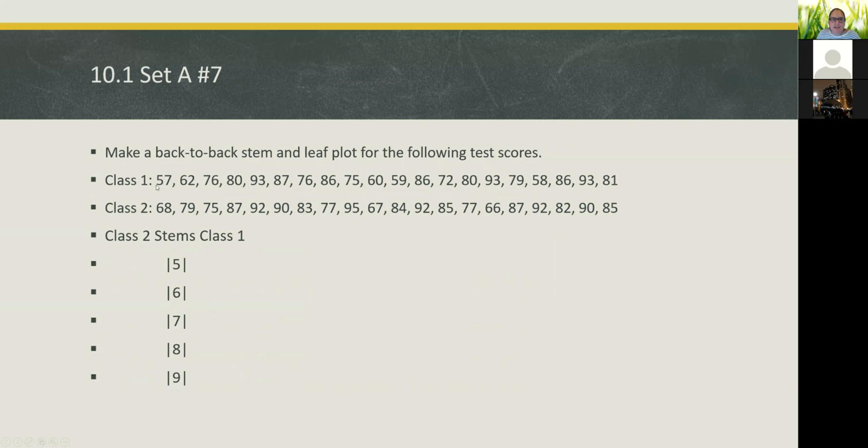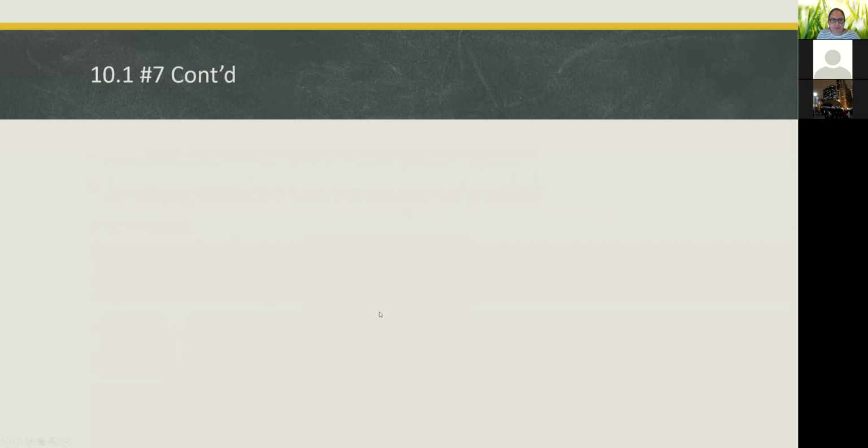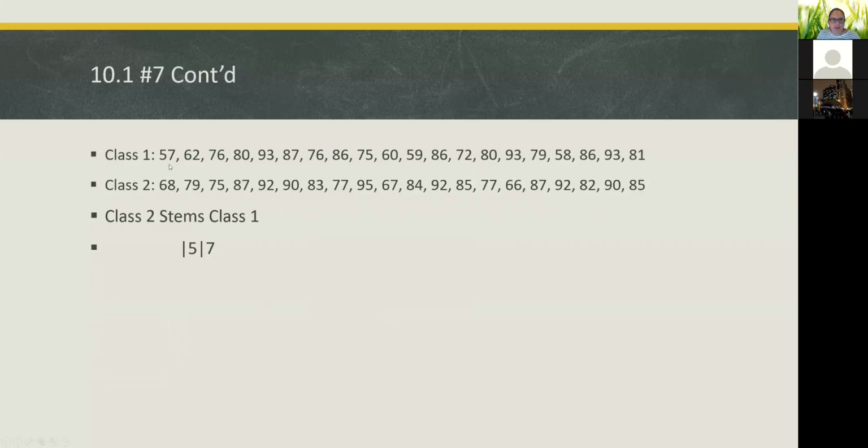And now because I have 57, I will put a 7 over here for class 1. And then because we have 62, I'll put a 2 over here. And because class 2 had a 68, I'll put an 8 over here next to the 6. So I have a 57, so I put my 7 as my leaf. And then I have a 62 for class 1 and a 68 for class 2. And then next I have a 76 for class 1 and a 79 for class 2. So I'll put a 6 as a leaf for class 1 and a 9 as a leaf for class 2.